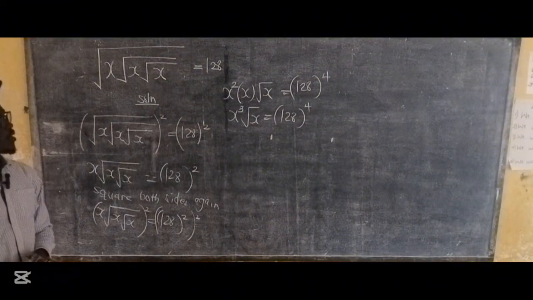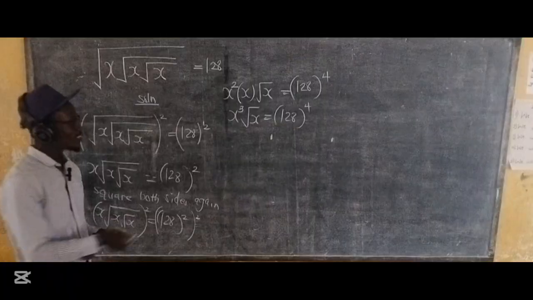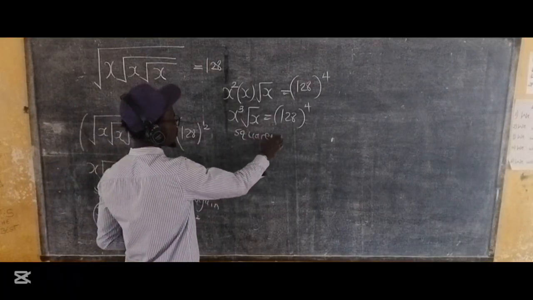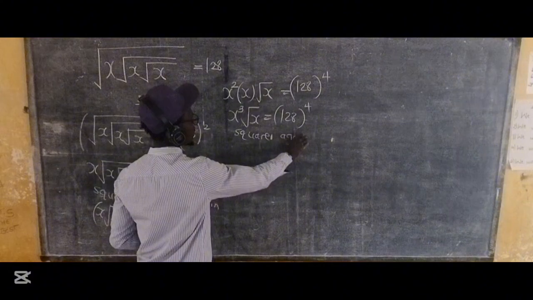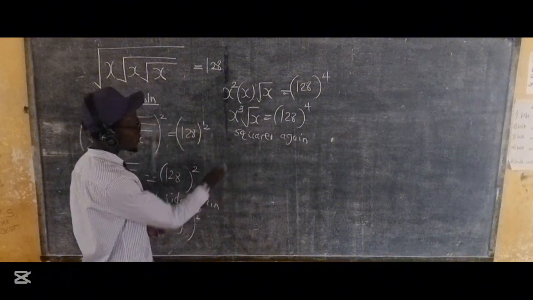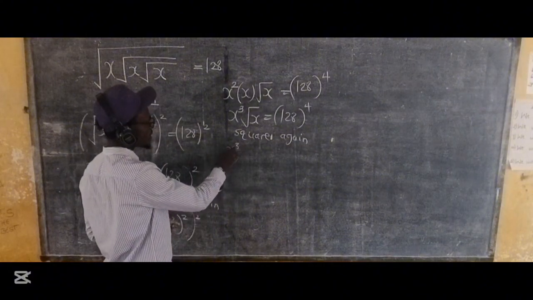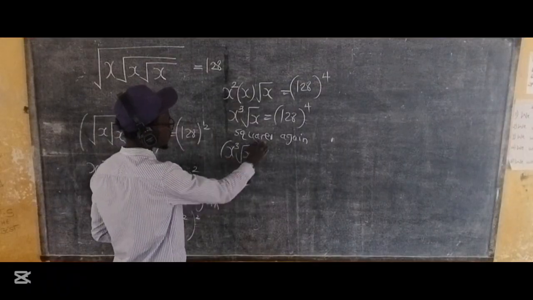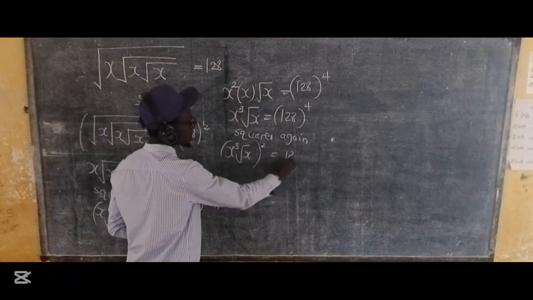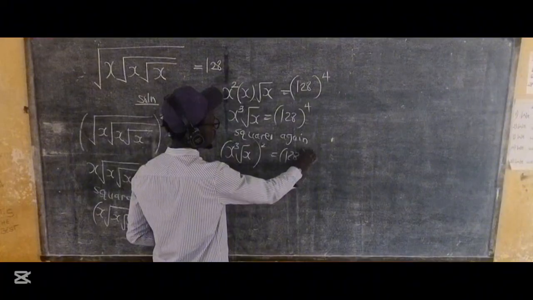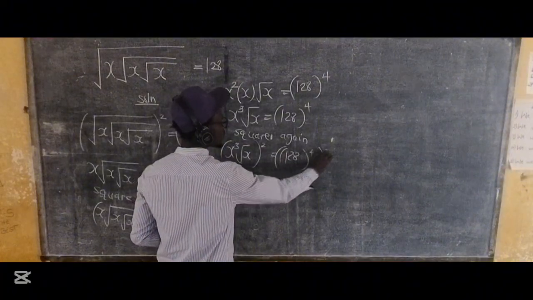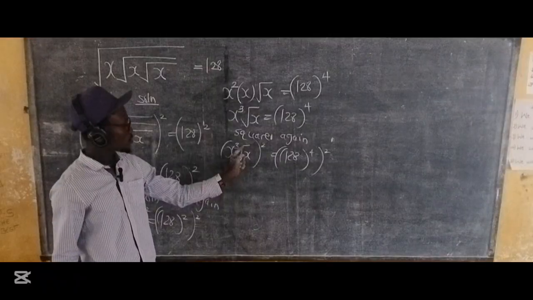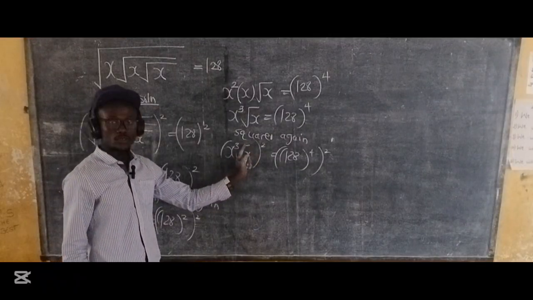Now, we are going to square again on both sides. If you square again on both sides, we have x to the power 3 times the square root of x, and on the other side, 128 raised to the power 4, all raised to the power 2. Now, to get rid of this square root, this square cancels this square root.